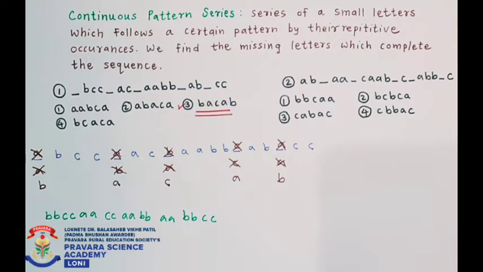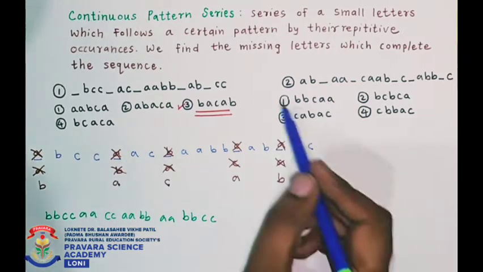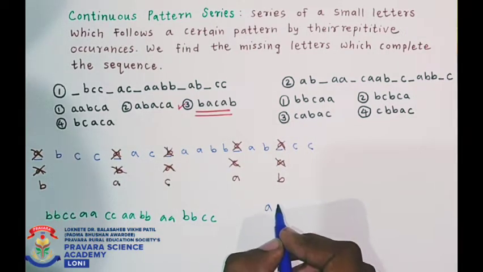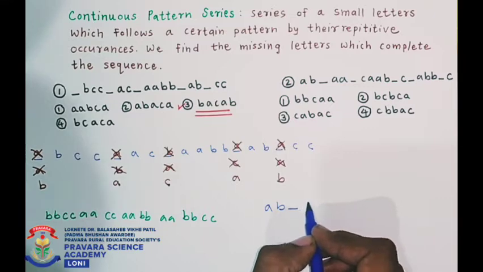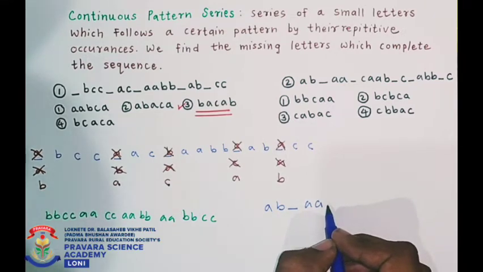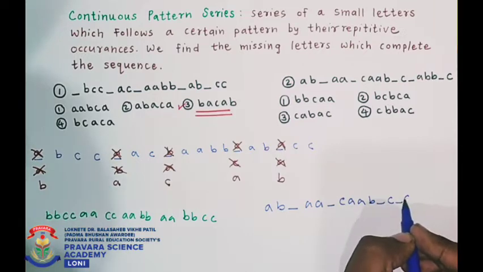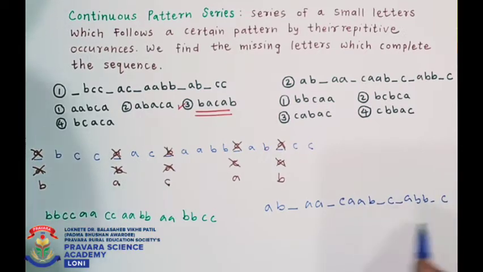we will try every alternative. First I will write this sequence. It will be like this: AB, blank space, AA, blank space, CAAB, blank space, C, blank space, ABB, blank space, C. In total there are 5 blank spaces, and alternatives are given with 5 small letters. So now again we will try every alternative.